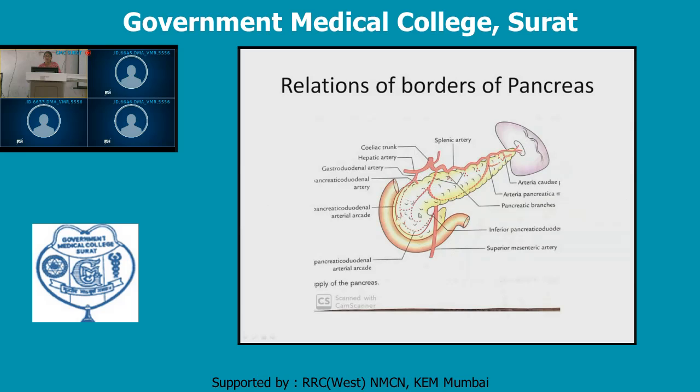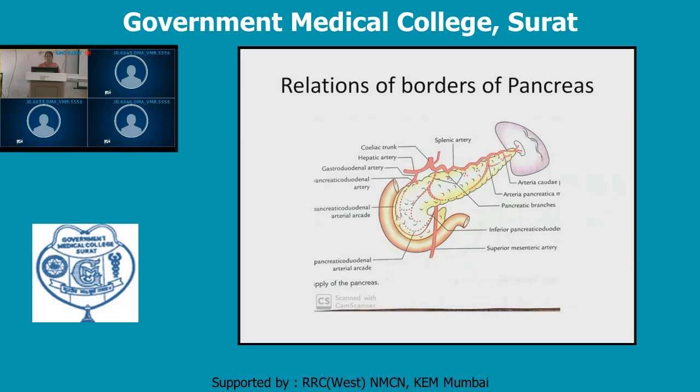And the lower border of the body, in this diagram you can see there is the superior mesenteric artery at the right end of the lower border. This is the uncinate process. You can see the uncinate process is anteriorly related to the superior mesenteric artery, and this third part of the duodenum is also anteriorly crossed by the superior mesenteric vessels. Right? So this is the superior mesenteric artery. Uncinate process relations.